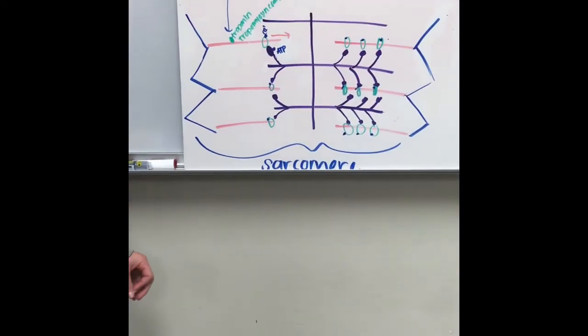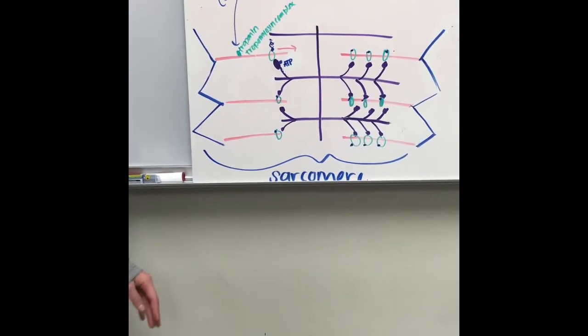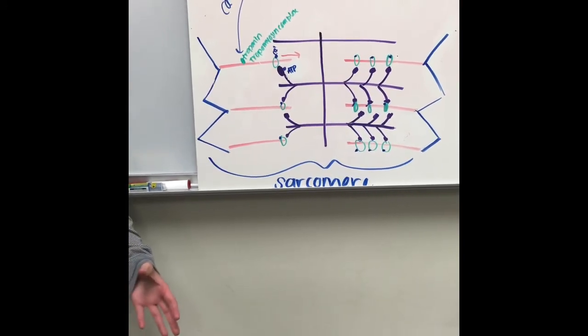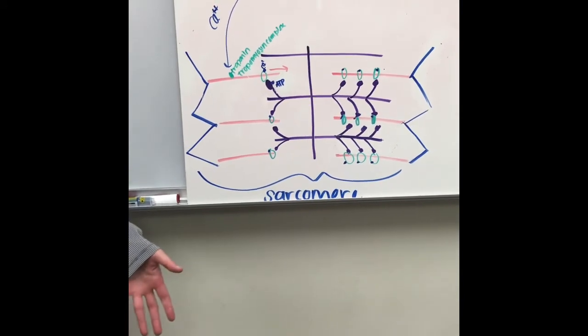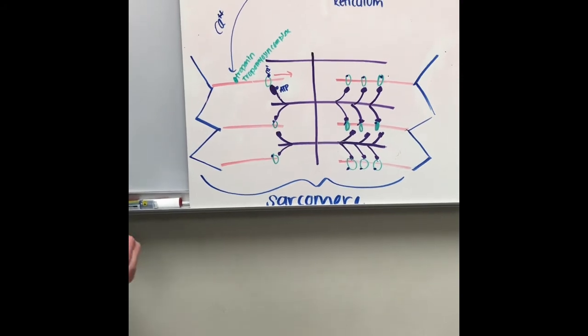So troponin and tropomyosin, along with calcium, are regulatory proteins because the calcium binds to the troponin, and that causes the active sites on the actin to be exposed, and that regulates when the myosin head can attach to the active site on the actin.